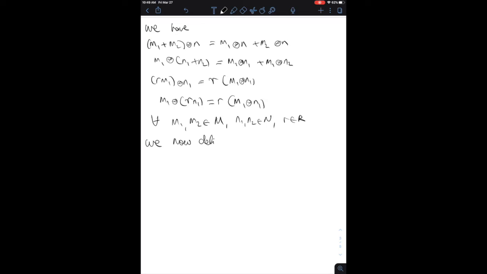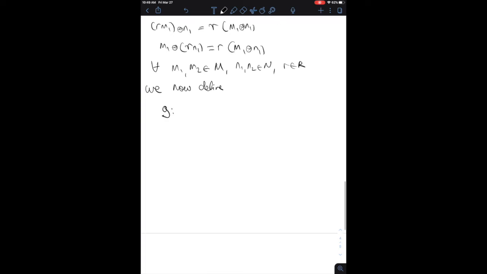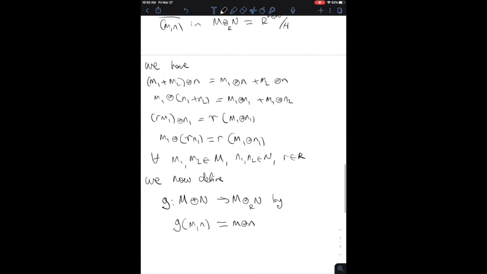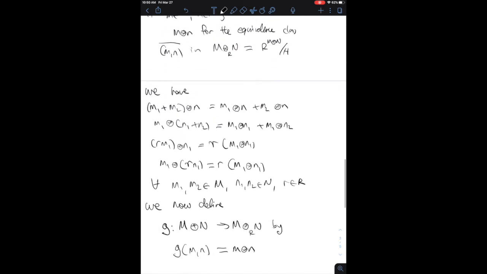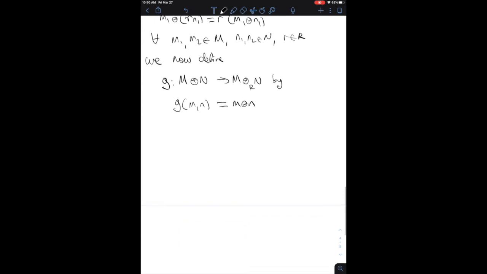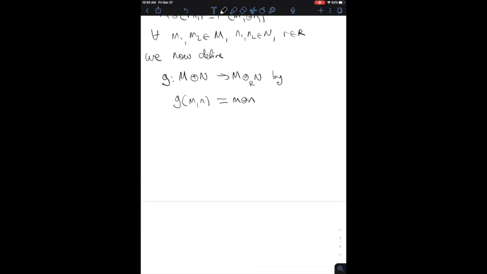So now we can define a multilinear map G from M plus N to the tensor product by G of (m, n). So G of (m, n) is defined to be m tensor n, where m tensor n is the equivalence class of (m, n) as above.